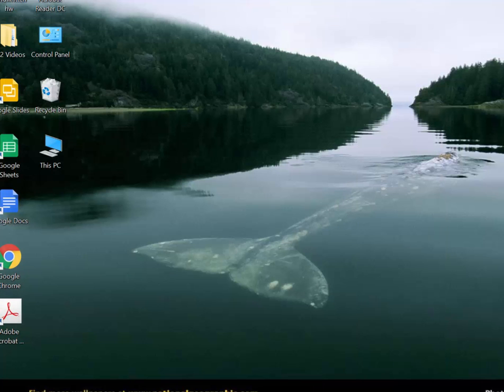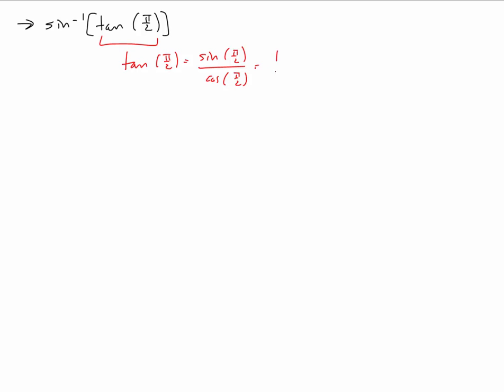If I can get this to advance, there we go. Let's look at the inverse sine of the tangent of pi over 2. So we'd start on the inside. The tangent of pi over 2, okay, if you don't have this memorized, remember that's sine of pi over 2 over the cosine of pi over 2. The sine of pi over 2 is 1, cosine of pi over 2 is 0. This is undefined.